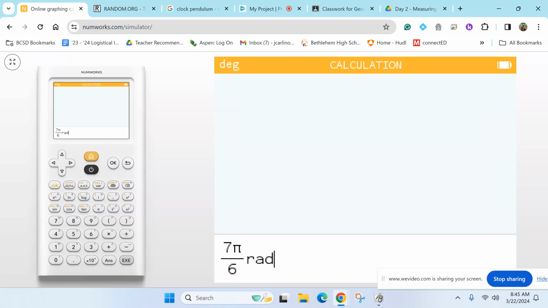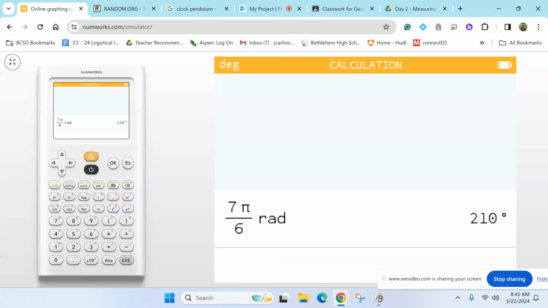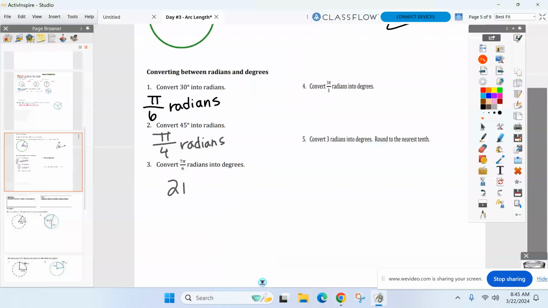And there shouldn't be a need to go to 3 dots here because your calculator automatically puts it into degrees for you. Wow. 210 degrees. One more time, 3 pi over 5. What's that in degrees?